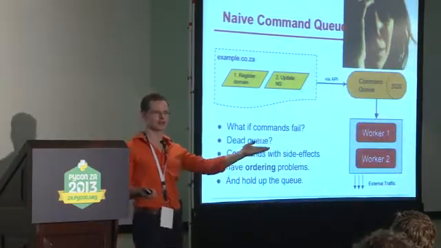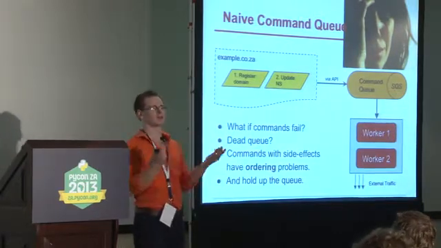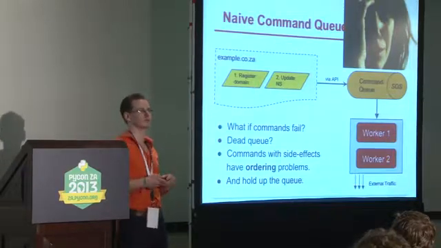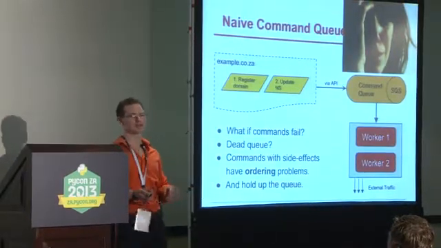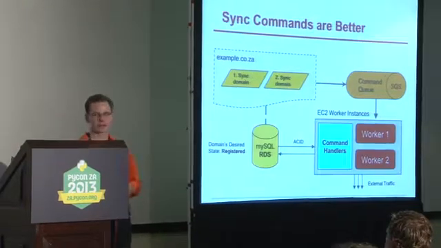Do you put it at the back of the queue? Do you hold up the queue? The ordering is no longer consistent, and you don't know what the true value of your resource should be. In our case, mostly contacts and domains. So let's try something else.